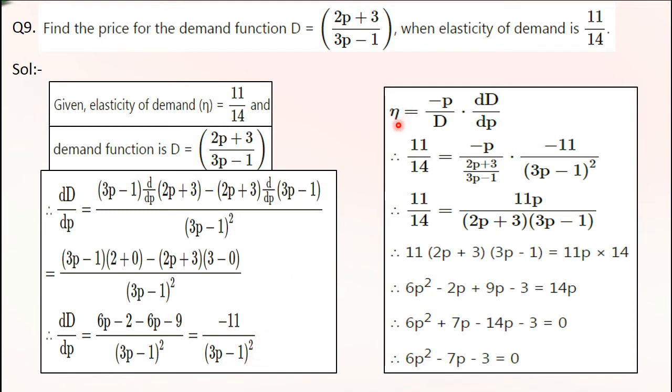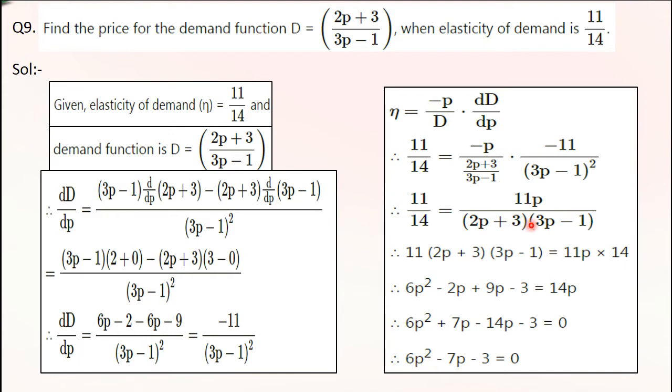Now, we will use the formula of eta, that is elasticity, minus P upon D into dD by dP. Substituting the values, eta is given as 11 upon 14, and minus P divided by the demand function written here, and the derivative with respect to P also, minus 11 upon (3P minus 1) the whole square. Now, we will cancel (3P minus 1) from these two functions. So, we will get 11 upon 14 is equal to 11P divided by (2P plus 3) into (3P minus 1).